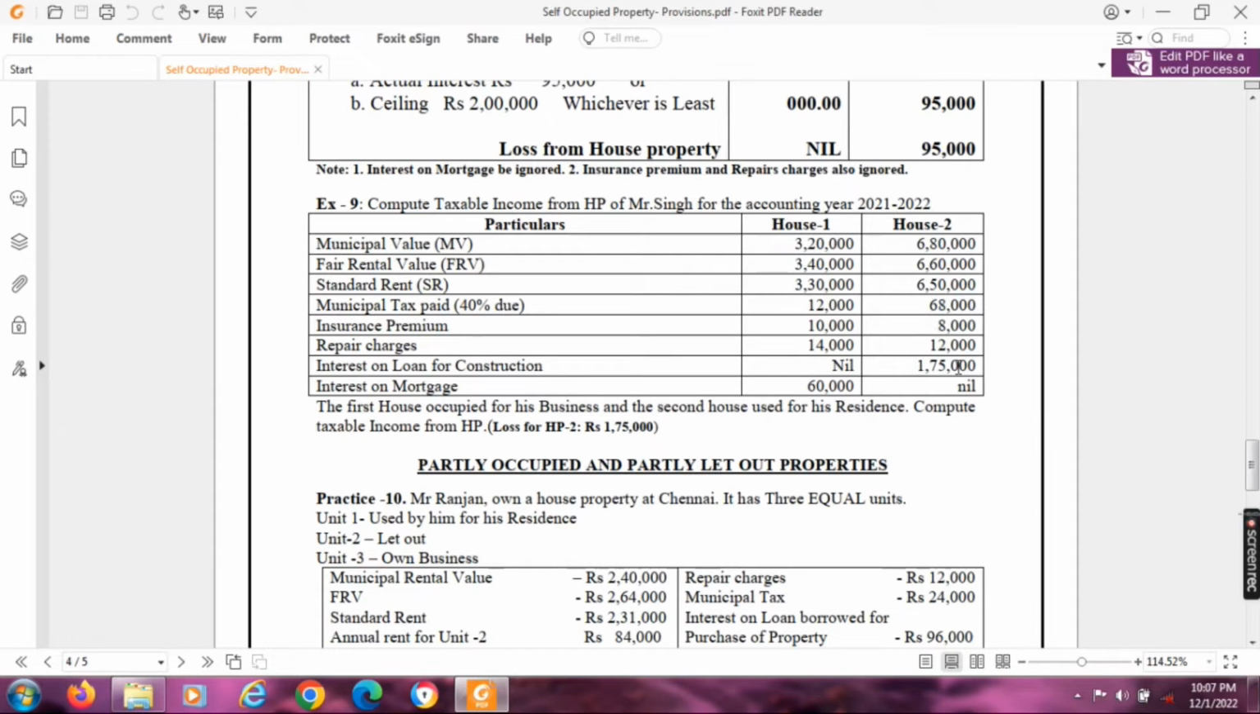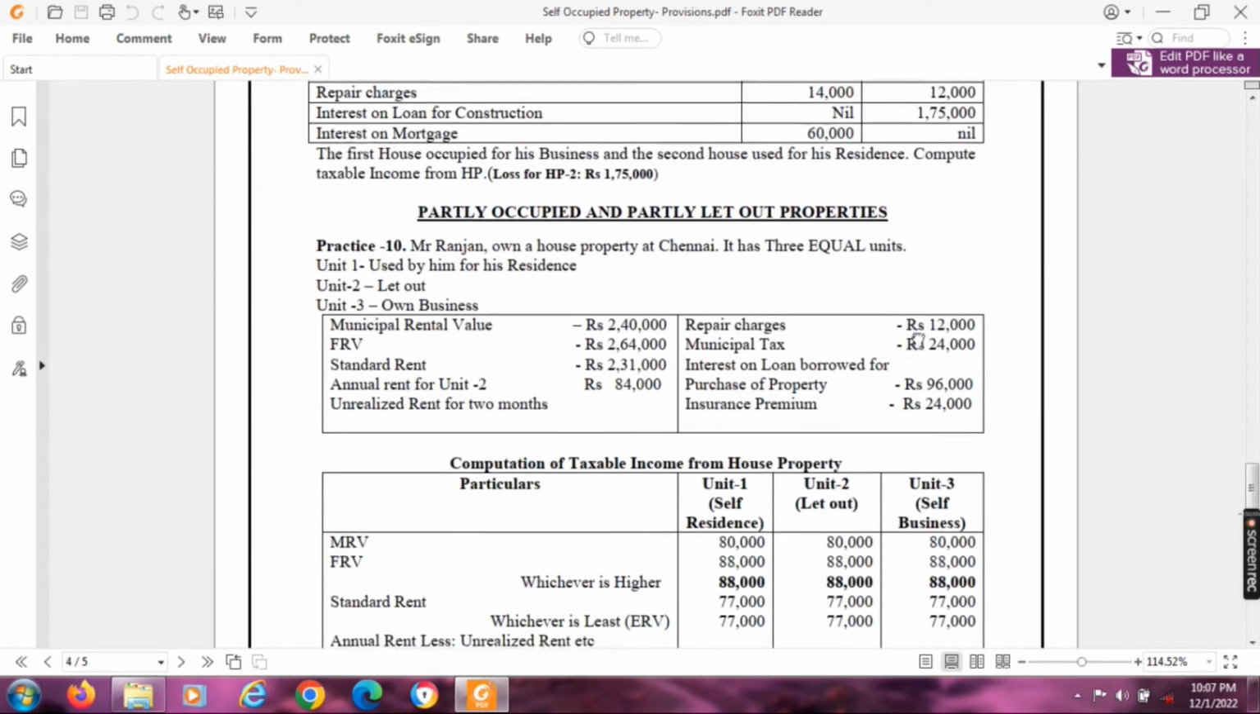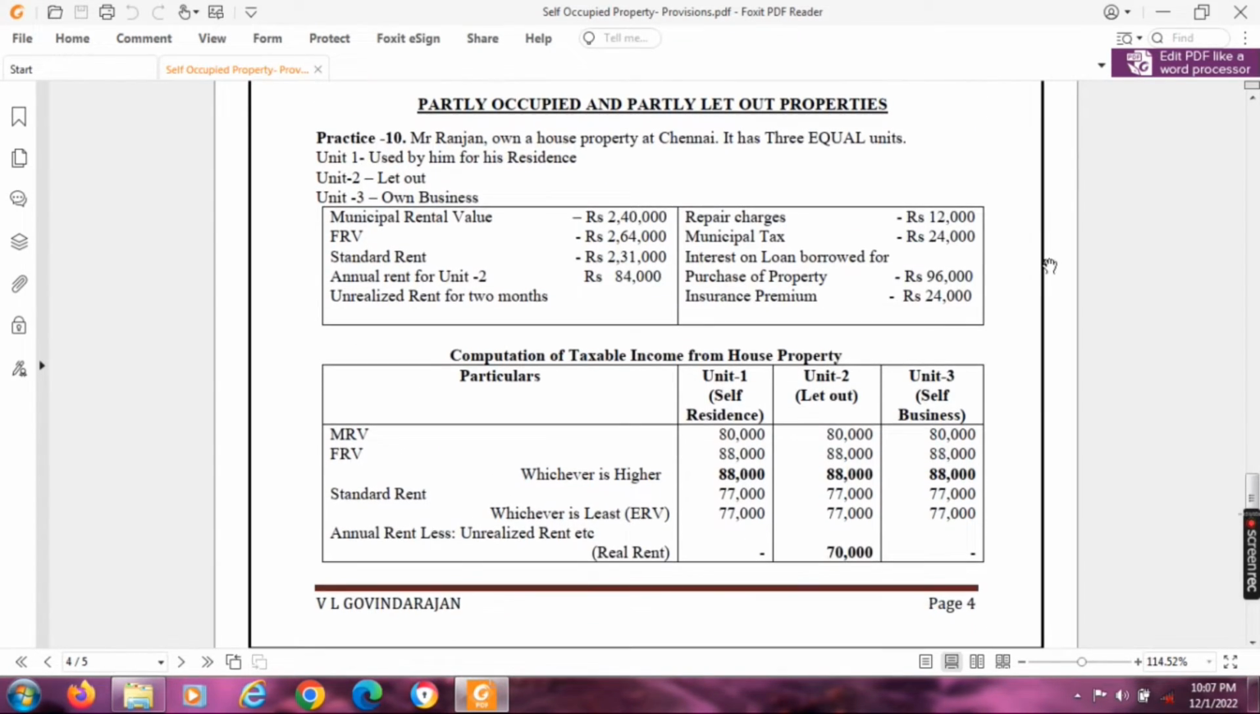Now, we'll see partly occupied and partly let out properties. Partly occupied and partly let out. That means the portion of the property was divided and used for self-business or self-residence or let out. We'll see the practice 10.